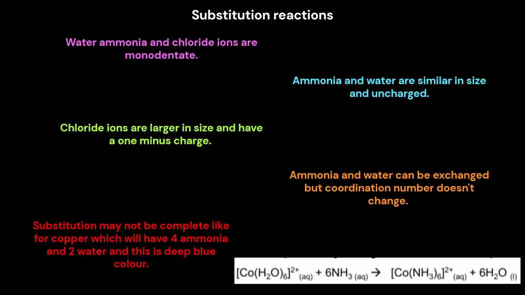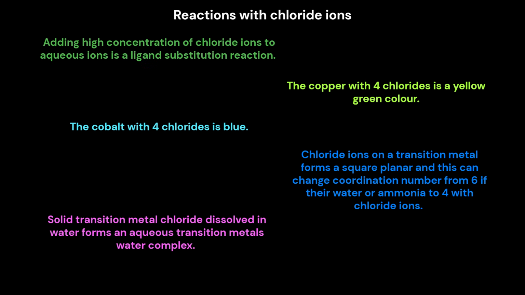Substitution reactions. Water, ammonia, and chloride ions are monodentate. Ammonia and water are similar in size and uncharged. Chloride ions are larger in size and have a 1- charge. Ammonia and water can be exchanged, but the coordination number doesn't change. Substitution may not be complete, like for copper, which will have 4 ammonia and 2 water, and this is a deep blue color.